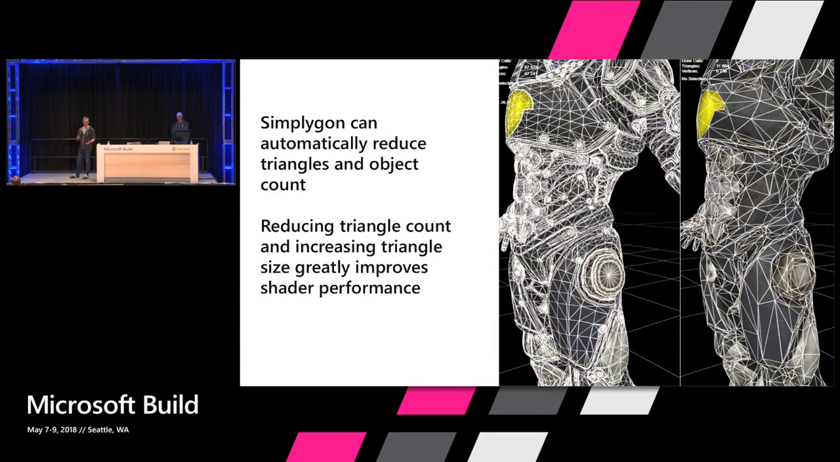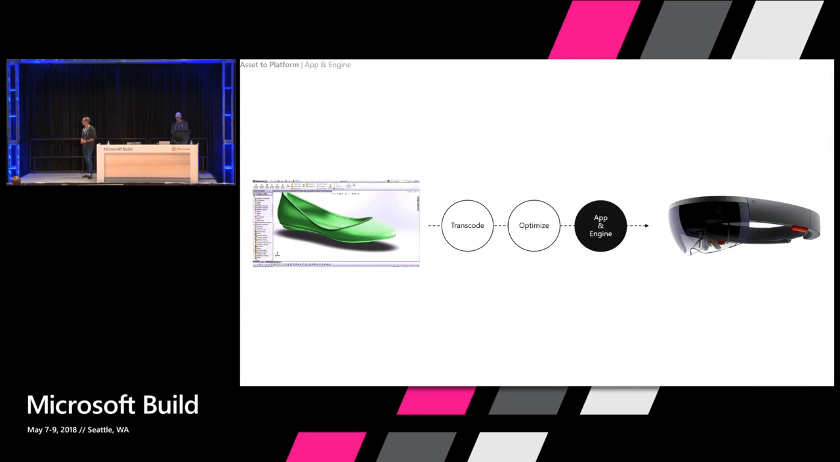So it can automatically reduce triangles. When you make the triangles larger, it makes shader optimization better. The shaders will run faster. And again, it's going to really preserve that look of the original object when the shaders are working well.